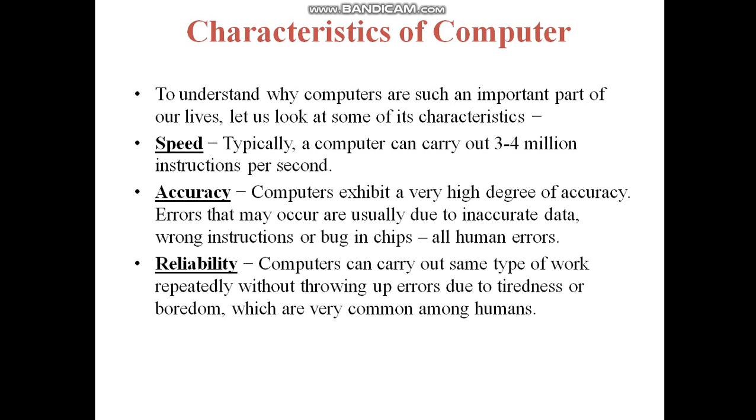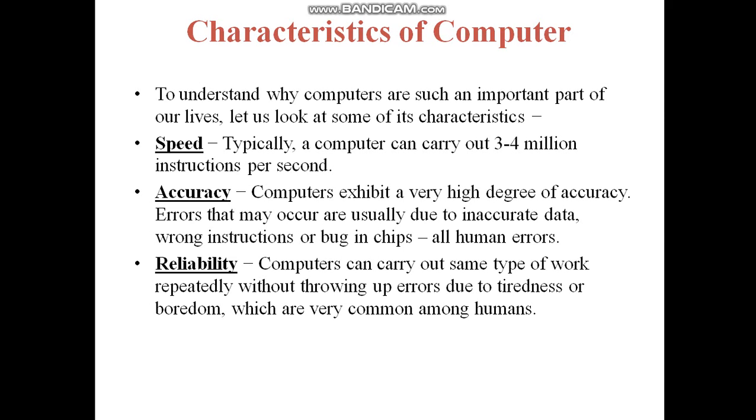Mainly, the characteristics of a computer. To understand why computers are such an important part of our lives, let's look at some of its characteristics. First is speed. Typically, a computer can carry out 3 to 4 million instructions per second. Like you can send a mail to another person or your friend, and he or she will receive it within 4 to 5 seconds or within a maximum of 1 to 2 minutes, right? So its speed is very high.